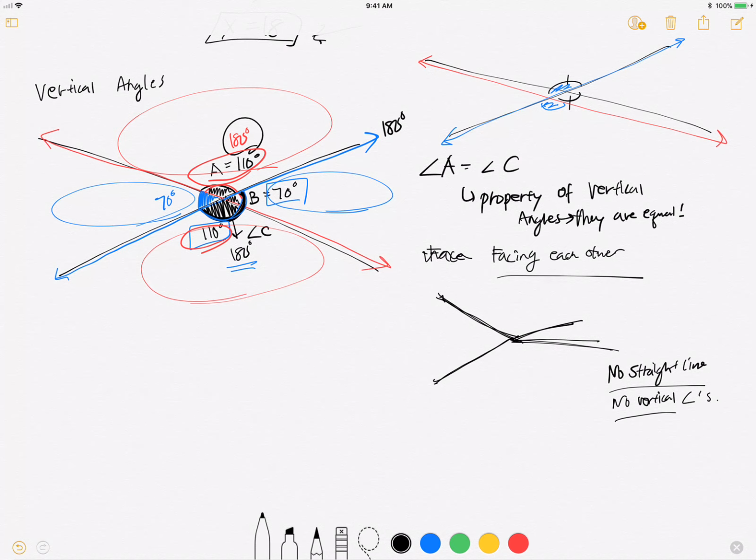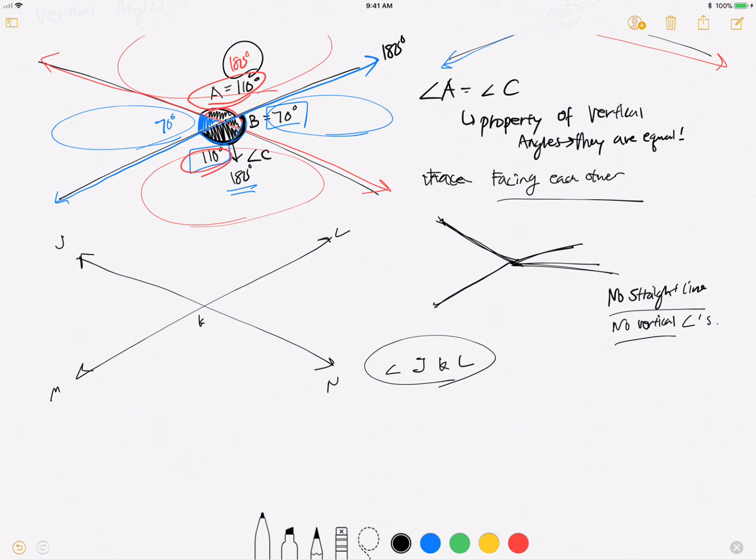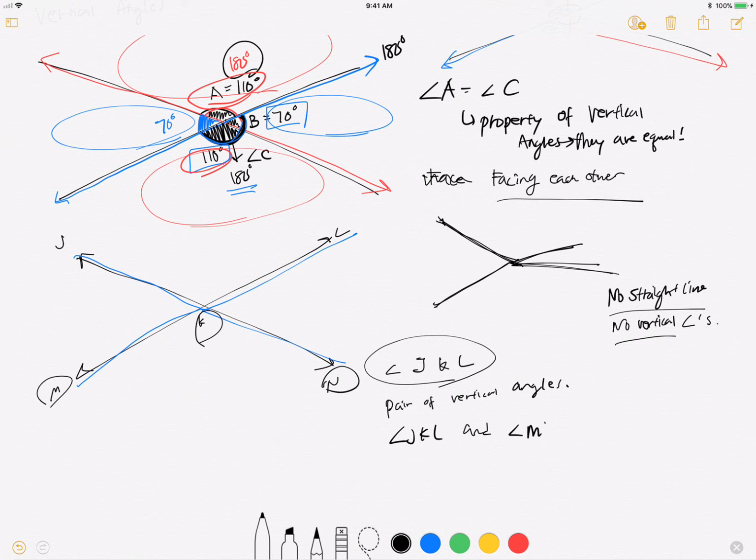So again, if I ask you for a pair of vertical angles, please don't just say J, K, L, M, N, and then just say something like J, K, L and leave it as one angle. It's got to be a pair of vertical angles. A pair of vertical angles here could be J, K, L and M, K, N. Or you can write it the other way around, N, K, M. It doesn't matter, as long as K is in the middle either way, right?